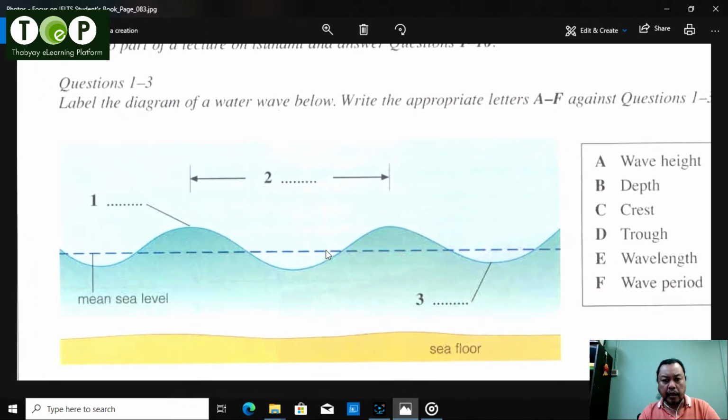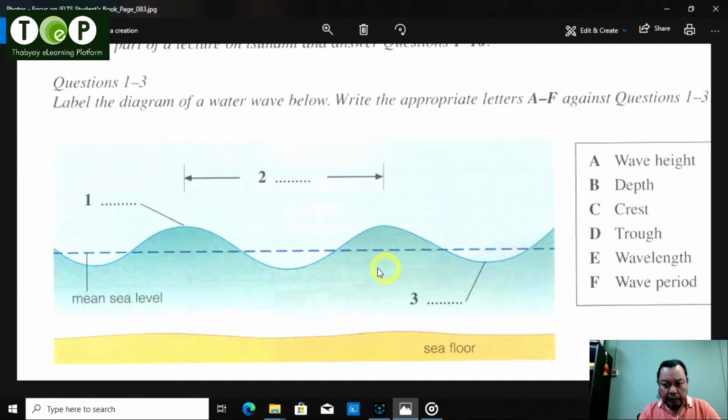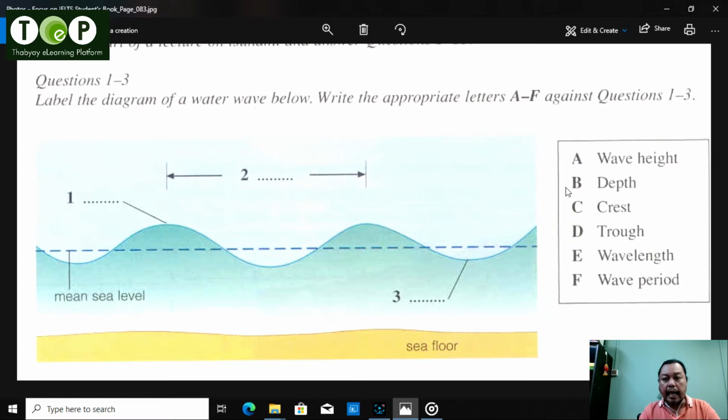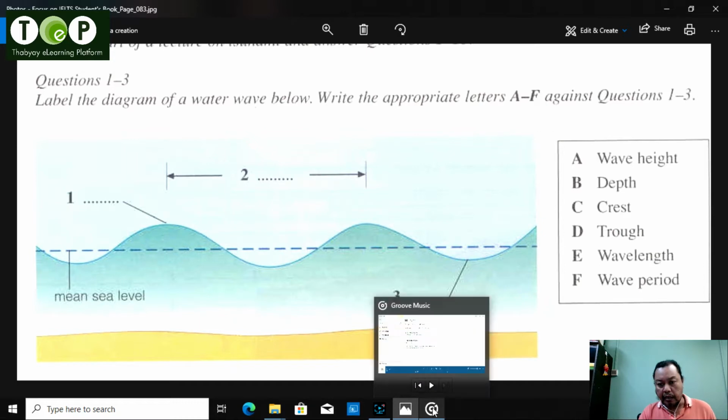You see the diagram? These are the waves, and this is the main sea level. You have to label the diagram. The top of the wave, what's it called? Number 2 is the distance between the two waves, what's it called? And number 3 is the lowest part of the wave. You have to write A, B, C, D, E, F. A is wavelength, B is depth, C is crest, D is trough, E is wavelength, and F is the wave period. Now let's listen to the audio.